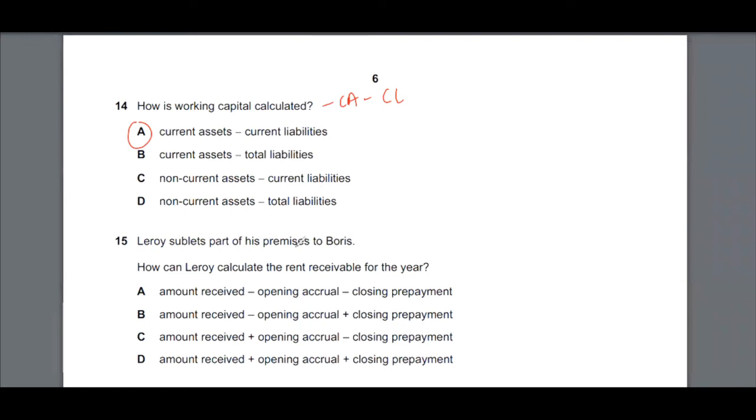Leary sublets part of his business office premises to Boris. How can Leary calculate the rent receivable for the year, right? So you need to calculate the rent received for that current year.